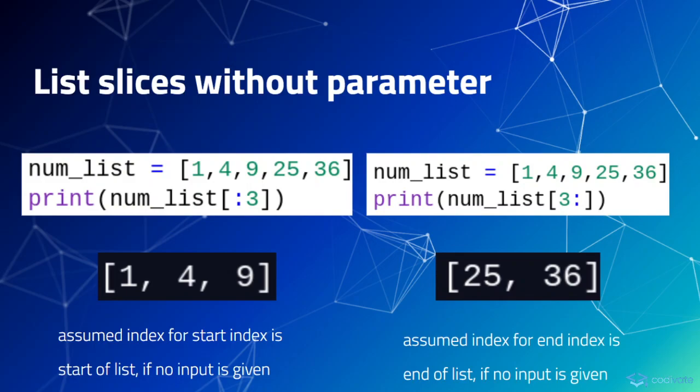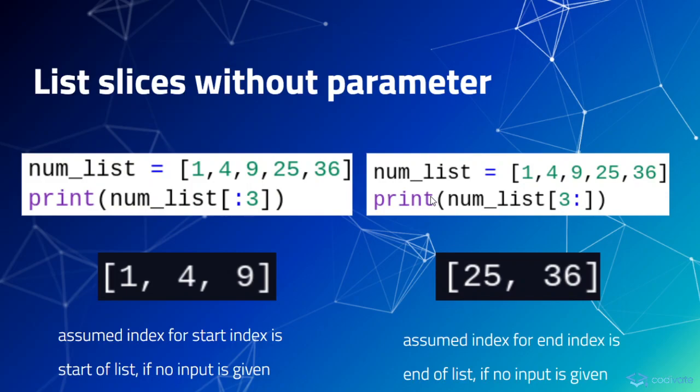Now let's look at list slices without a parameter. If we do not put one of the inputs for start or end index, Python has default values just in case. If there's no start index, the start index defaults to the start of the list, which is 0. And the end index just remains whatever you input. So in our case here, we have 1, 4, 9, 25, and 36. And if we were to use this syntax, we assume that the start index is 0 and the end index is 3. And that would give us this list.